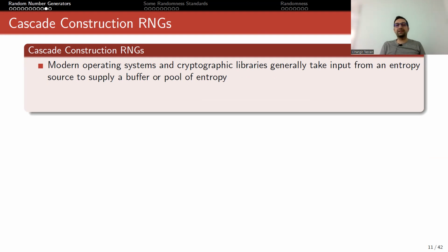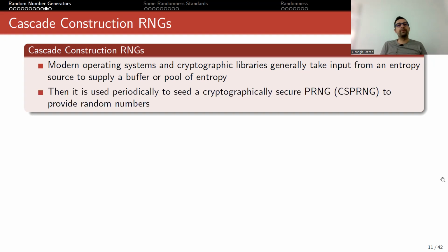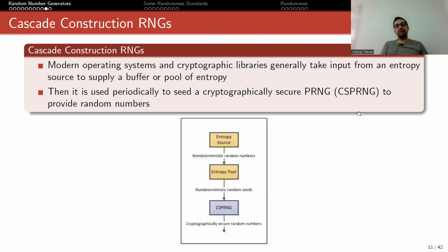Modern operating systems and cryptographic libraries generally take input from an entropy source to supply a buffer or pool of entropy. Then it is used periodically to seed the cryptographically secure pseudo-random number generator, which is shortened as CSPRNG, to provide random numbers. So let me show a picture. This is how it works. You have an entropy source, okay? You gather data from it and put it in a pool. Then perform a cryptographic function on it to produce random numbers.